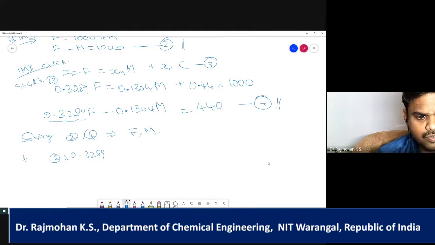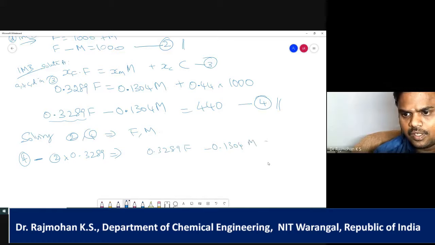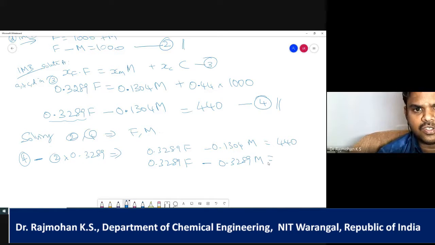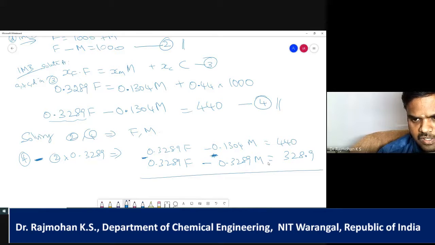So what I will do is equation 4 minus 0.3289 times the second equation. The fourth equation is 0.3289 f minus 0.1304 m equal to 440. And if I multiply equation 2 by 0.3289, what will I get? 0.3289 f minus 0.3289 m equal to 0.3289 into 1000, how much? 328.9. If you are wondering why, instead of 2 minus 4, I wrote 4 minus 2, I can easily subtract it here, that's why. It is minus, again minus, here also minus.